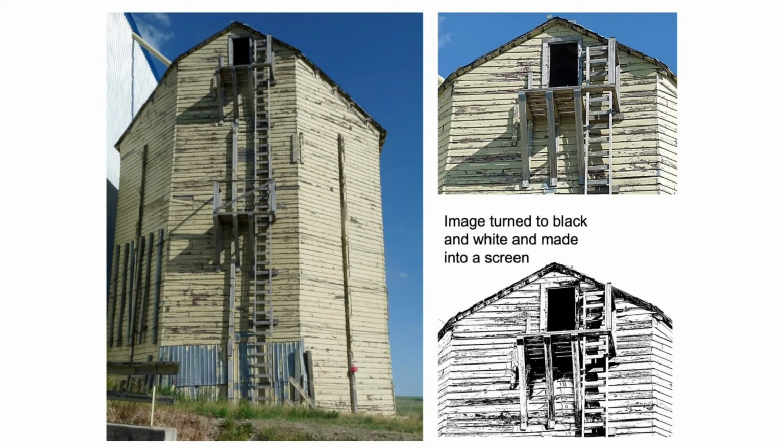This is the wooden annex in Mosley. I wish I could go up that wooden ladder to see what I can see. Private property and dangerous, so I haven't dared. The image was converted to black and white, saturation and color adjusted, and made into a screen, which you'll see in some work coming up.